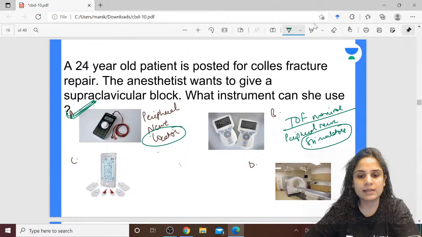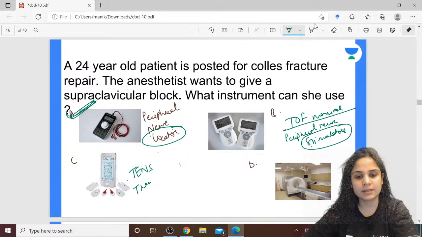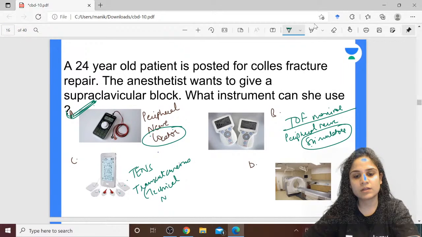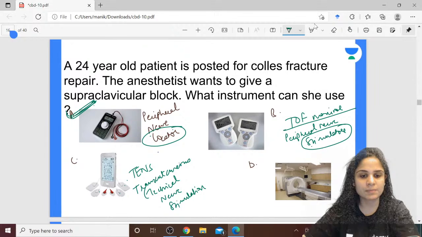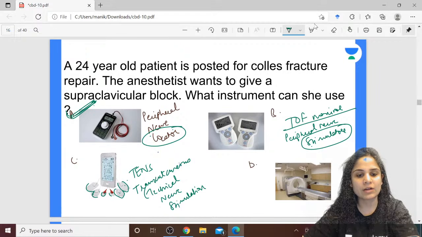All right, what is C, what is D? Any idea what is C and D? All right, C is basically many electrodes attached to the back of the patient and you give pain relief. So C is called TENS monitor. TENS is nothing but transcutaneous electrical nerve stimulation. So you will stimulate the nerves through the skin. You attach these pads just like we attach defibrillator pads, you attach these electrodes to the skin, to the back of the patient specifically, and you stimulate the nerve so that the pain reduces.